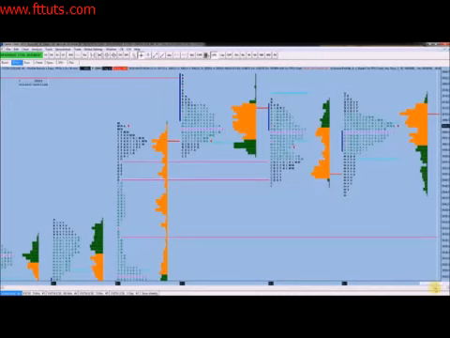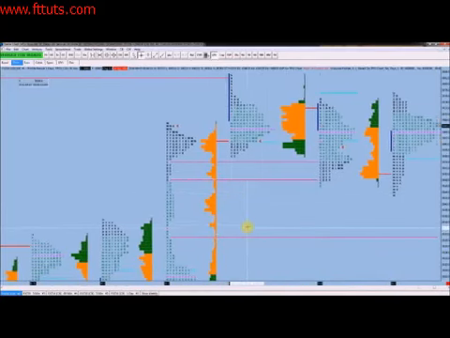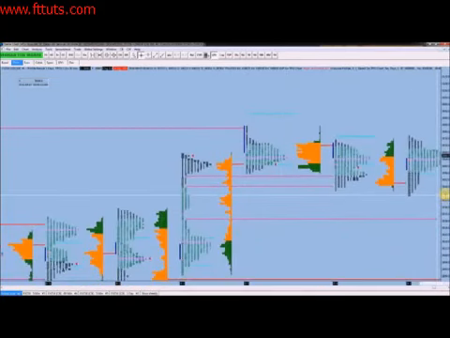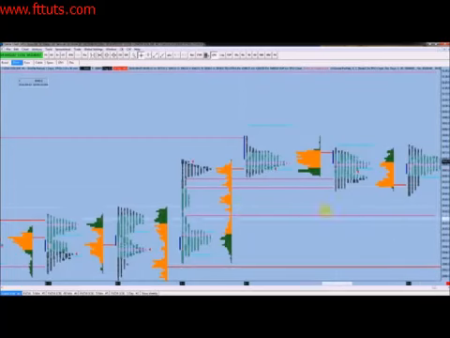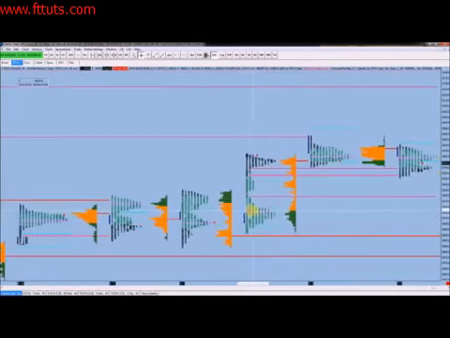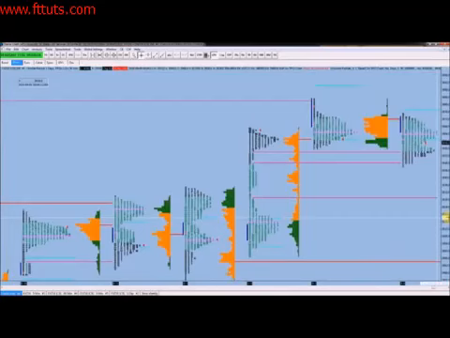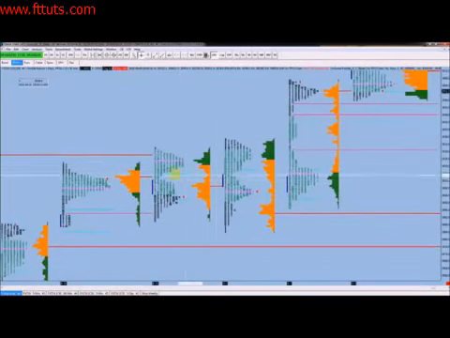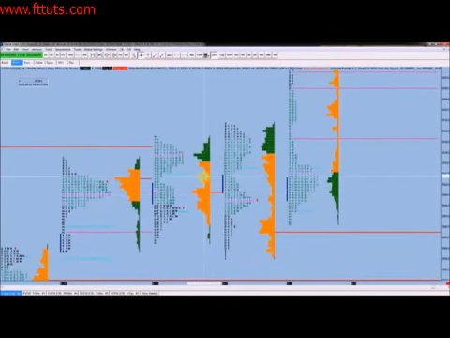So high volume nodes, low volume nodes, naked VPOCs, closing gaps, and of course with the low volume nodes you tend to see that have single prints as well. They don't always have to have single prints, but they usually do. So on a day like this, this hasn't got any single prints, but it's got a very, very significant low volume node.